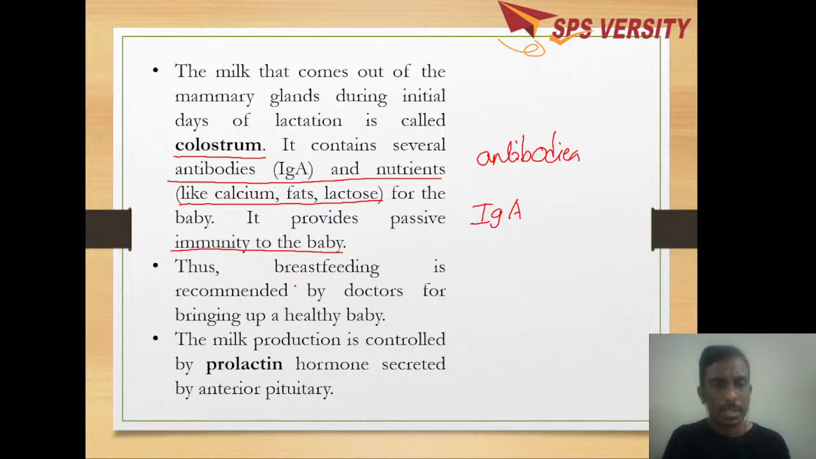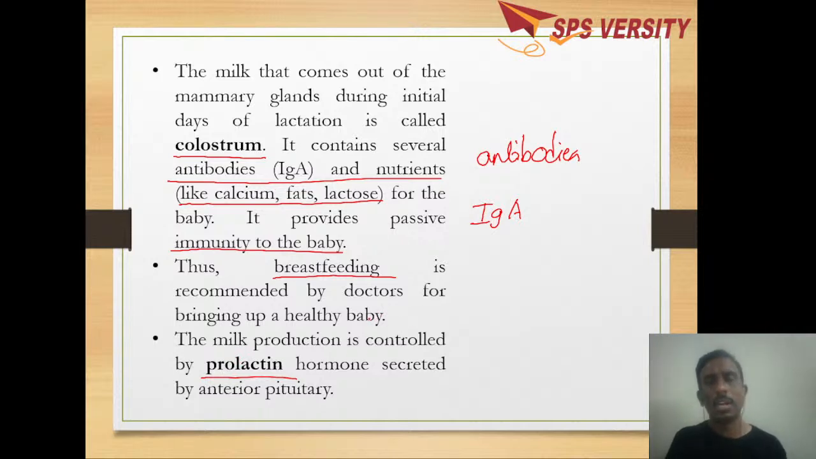That's why breastfeeding is very important for a newborn. The milk production is controlled by a hormone called prolactin, which is secreted from the pituitary gland. So milk secretion is under the control of prolactin. Here oxytocin plays an important role in parturition, and prolactin plays an important role in milk production.